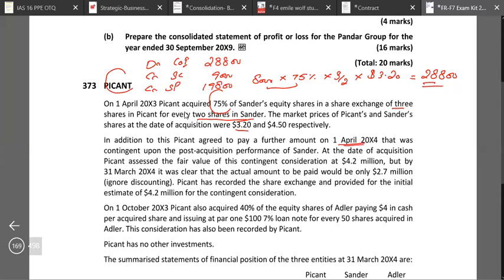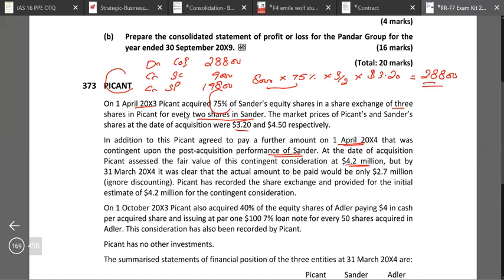In addition to this, Picant agreed to pay a further amount on 1st April 2004, that means 1 year later, which was contingent upon the post-acquisition performance. That means it is contingent consideration. But you know the contingent consideration, we have to record it irrespective of the condition being met. At the date of acquisition, Picant assessed the fair value of the contingent consideration at 4.2 million.